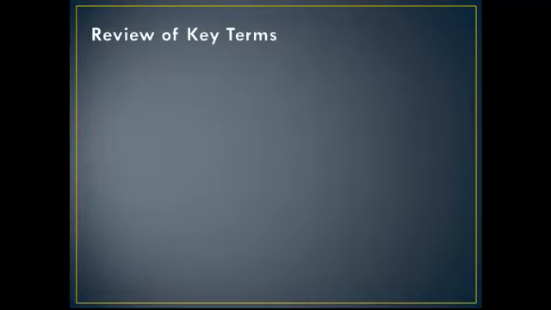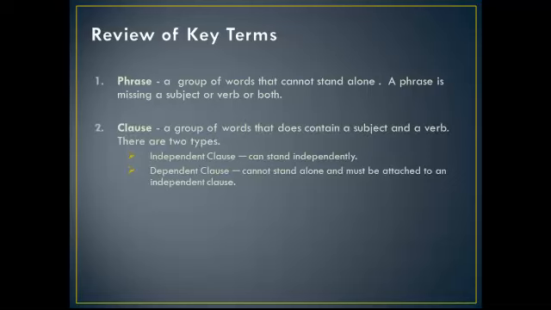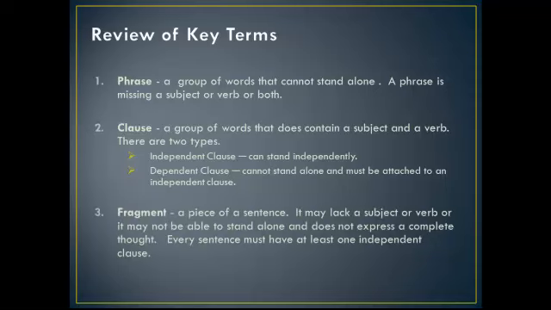Review of key terms. 1. Phrase. A group of words that cannot stand alone. A phrase is missing a subject or verb or both. 2. Clause. A group of words that does contain a subject and a verb. There are two types. Independent clause can stand independently. Dependent clause cannot stand alone and must be attached to an independent clause.